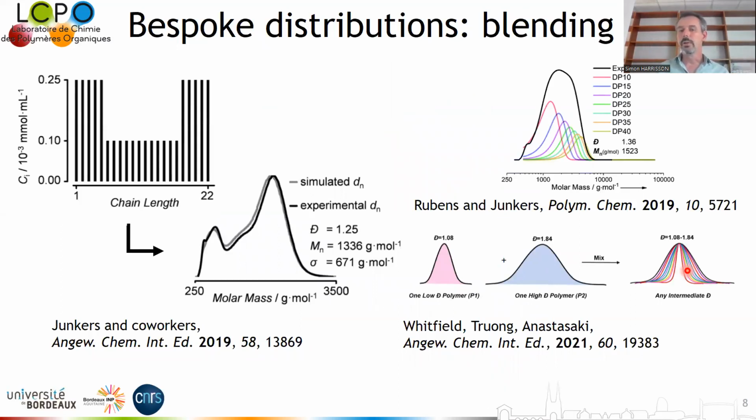And so, for example, Tanya Junkers has shown that it's possible to make bespoke distributions of essentially any shape you want by blending different oligomers or different narrow molecular weight polymers to produce a blended distribution that contains whatever different ratio of different molecular weights that you're looking for.